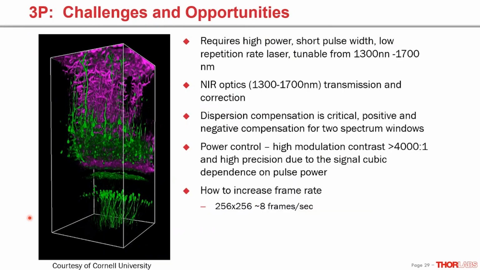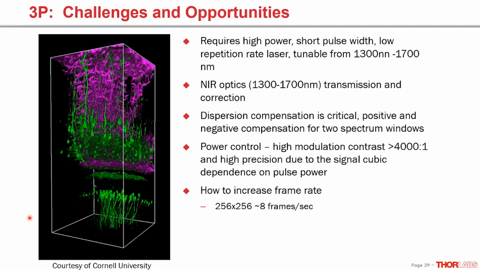Other challenges and opportunities for 3P. I hope I've gotten across that 3P really requires these high power, short pulse width, low repetition rate lasers that are tunable from 1300 to 1700 nanometers. So this also necessitates that your optics, your scan lens, tube lens, and objectives are corrected for these wavelengths and can efficiently transmit them.